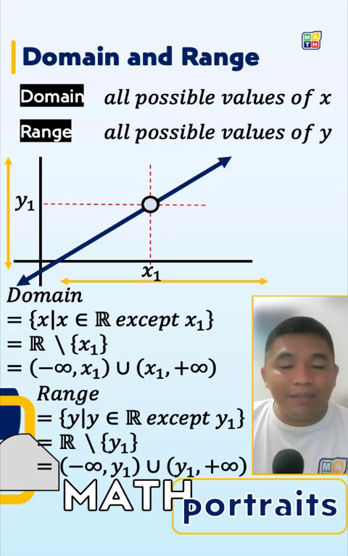So we have established now the domain and range of a function, specifically a linear function, from no breaks to horizontal, vertical, and the possibility of a break on our graph.